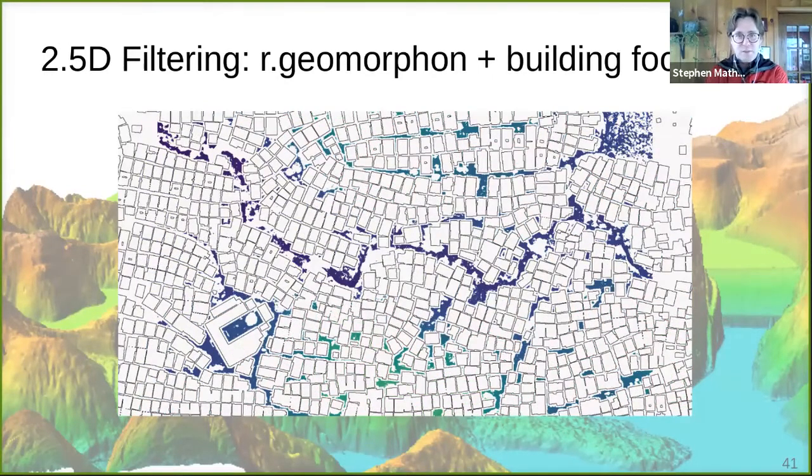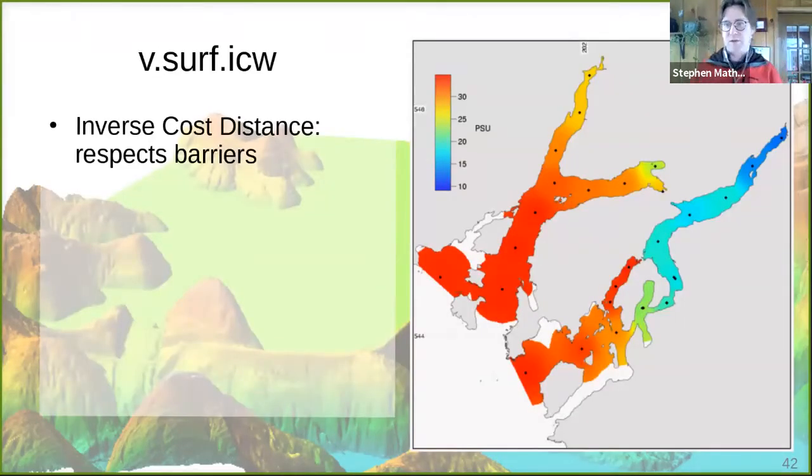Since we have building footprints digitized for this data set, we're going to cheat a little bit. We're going to use a small buffer around those buildings to filter out additional data. Then we have to figure out how to put all this data back together. Parts of this project are going to take advantage, I think, of Doug's approach. But I wanted to look at the possibilities of interpolating between those buildings in the small alleyways. So I used v.surf.icw, which is an inverse cost distance. If you're familiar with inverse distance weighting, this is the cost version of that, which means we can include hard or soft costs along the edges of it.